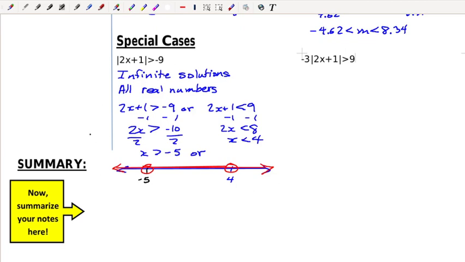If you don't believe it, try it. Plug in a negative 5, see what happens. Plug in a 4, see what happens. Plug in a 0, see what happens. Plug in a negative 6, see what happens. Any number will work. This is one of our special cases where we have all real numbers.